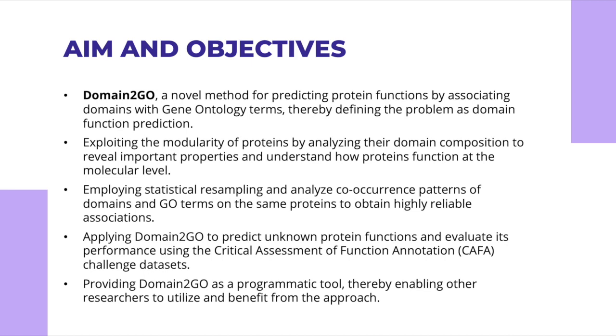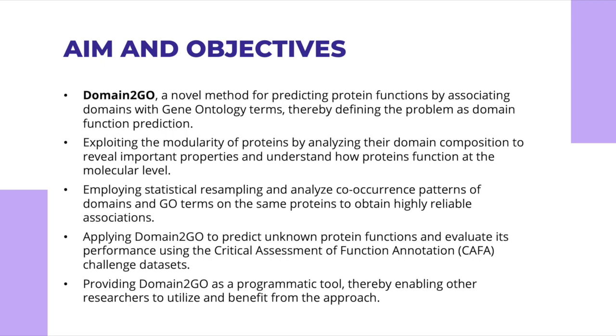In this research, we introduced an innovative approach called Domain2Go, which aims to identify previously unknown protein functions by linking their domains with Gene Ontology terms. To establish robust domain GO term associations, we examined the co-occurrence patterns of domains and GO terms on the same proteins, employing statistical resampling techniques to ensure reliability. We then utilized the train and test datasets from the Critical Assessment of Function Annotation to evaluate the effectiveness of these highly reliable domain GO mappings in predicting protein functions.